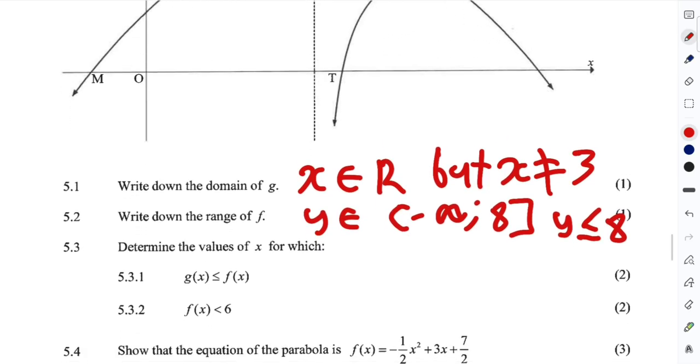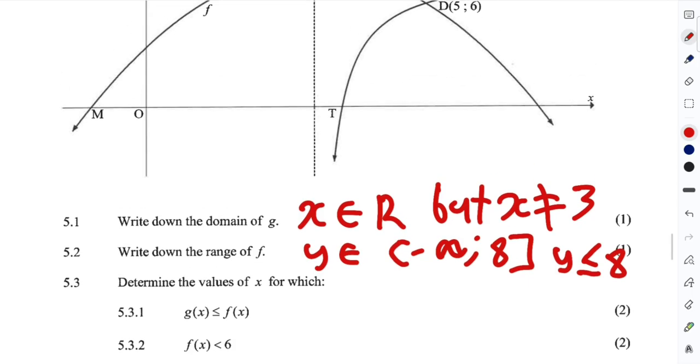Now comes question 5.3. Determine the values of x for which g of x is less than or equal to f of x. Basically they're saying write down the values of x for which g of x is less than f of x. Remember we said g of x also represents y, and f of x also represents y. So determine the x values for which the y values of g of x are less than or equal to the y values of f of x.